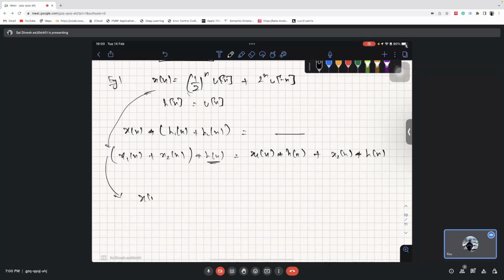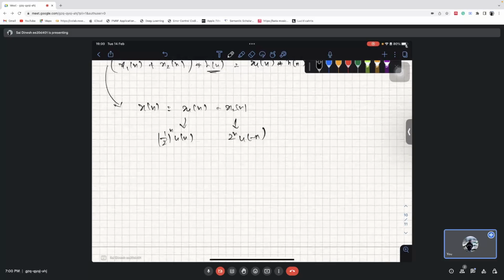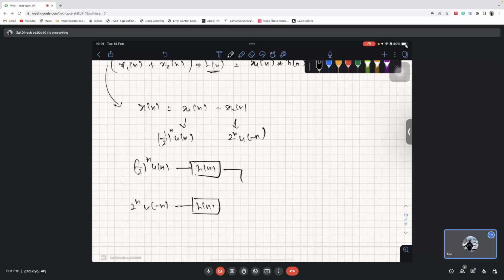So we have x1 of n plus x2 of n, where this is 1 by 2 power n into u of n and this is 2 power n u of minus n. So what we do is we give 1 by 2 power n into u of n to h of n, and we get y1. Then we take 2 power n u of minus n and again give it to h of n, and we get y2. The final output is y1 plus y2 of n, right?